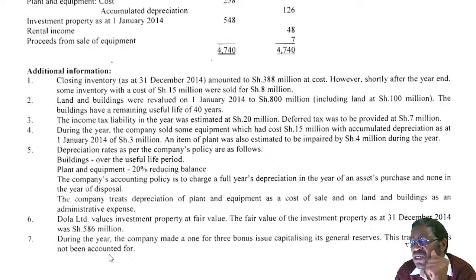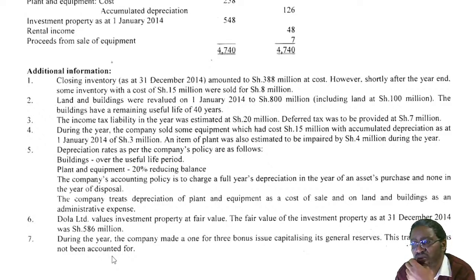Number 2, land and buildings were revalued on 1st January 2014 to 800 million. Land amounting to 100 million and the building have a remaining useful life of 40 years. Number 3, the income tax liability in the year was estimated to be 20 million. Deferred tax to be provided at 7 million.